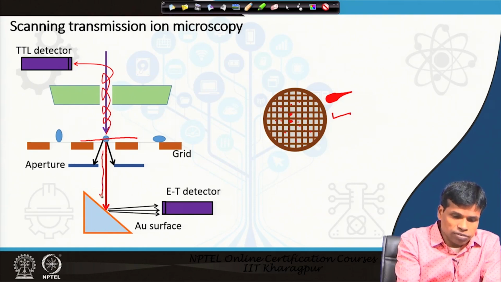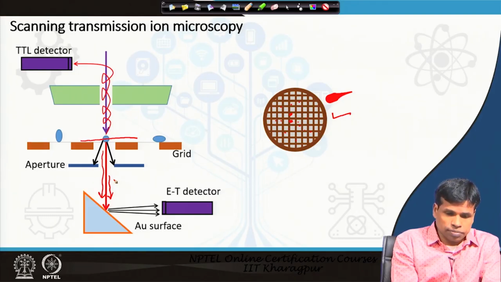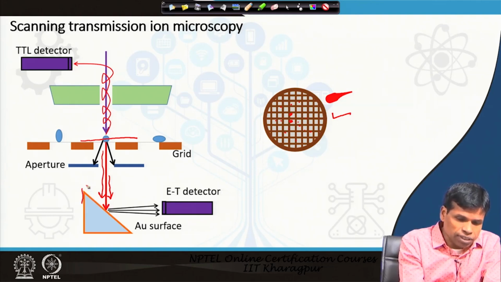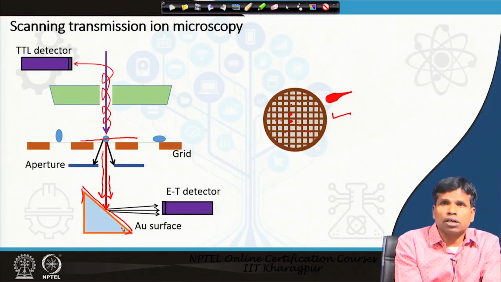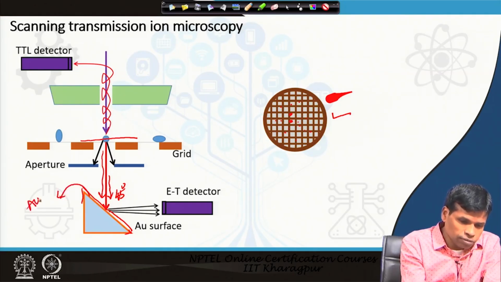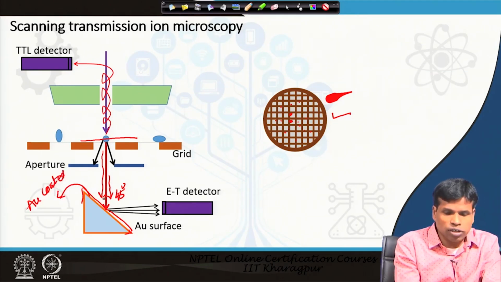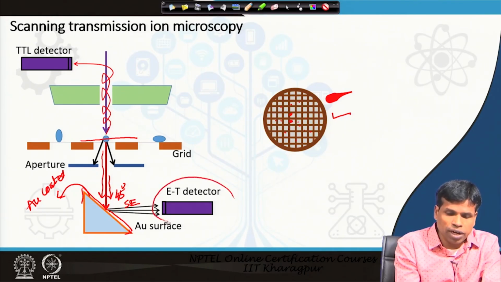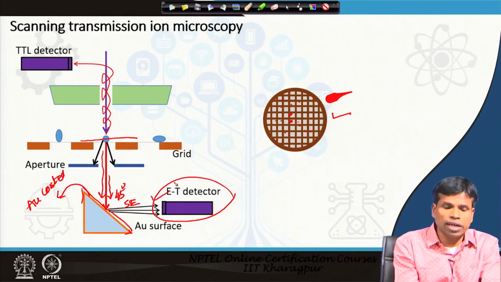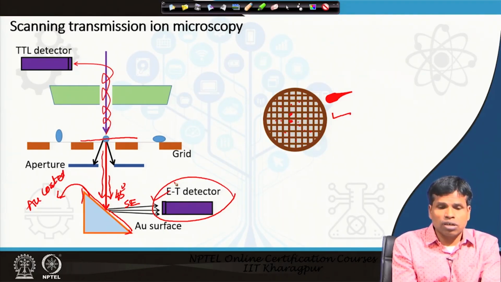From the transmitted ions, we can get the signal. For example, here a sample is placed which is thin enough that some of the ions will pass through it, and those ions will come and strike at the bottom. We have an object which is tilted at 45 degrees, and the ions will strike it. This is gold coated. Once an ion strikes the gold coated surface tilted at 45 degrees, that creates some secondary electrons, and those secondary electrons are detected by a normal Everhart-Thornley detector. Then we see from which region how many ions pass through and how many secondary electrons are generated, and then we create an image. This is nothing but a transmission microscopic image.